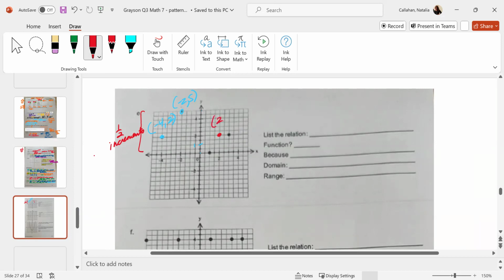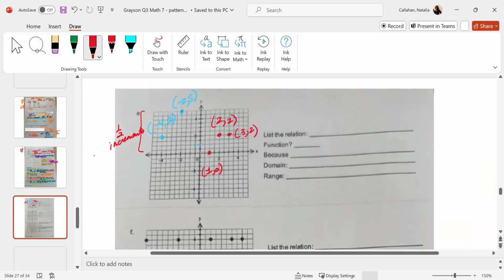This point is going to be 2, comma, 2. If you look at this x value here, it's also going by half an increment, right? So that's going to be 1, comma, 0. This point right here will be 3, comma, 2. Those are all the points.